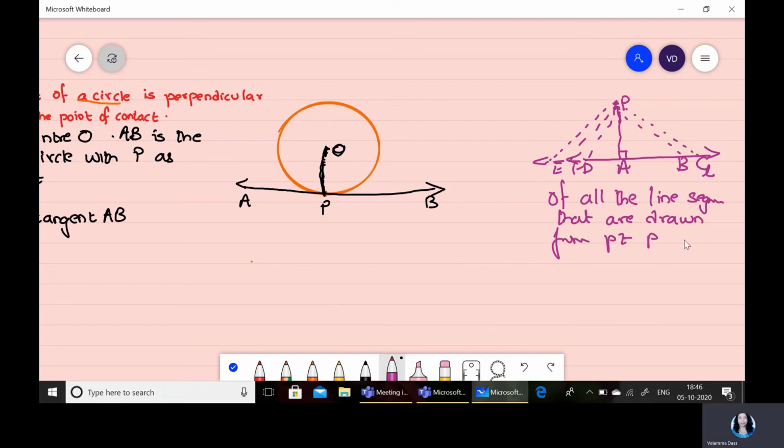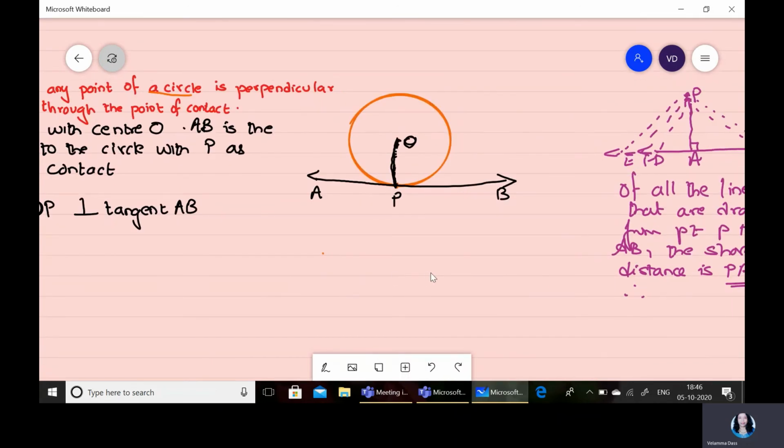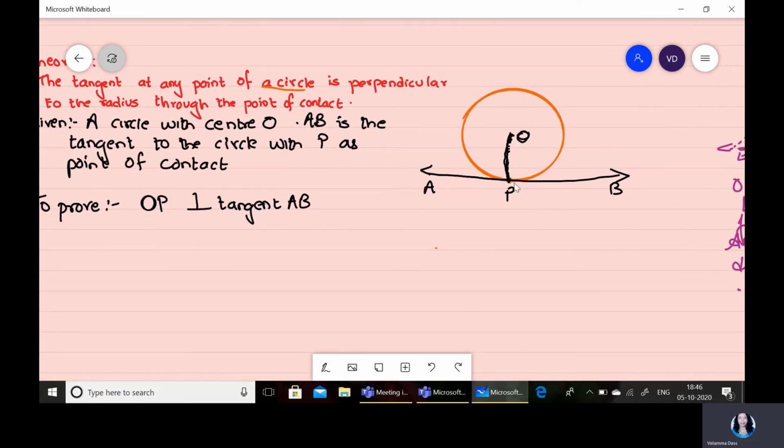to the line AB, the shortest distance is the perpendicular distance, and that is perpendicular. So here students, if I want to connect this particular theorem with this, if I want to prove that OP is perpendicular, I have to prove that OP is shortest.